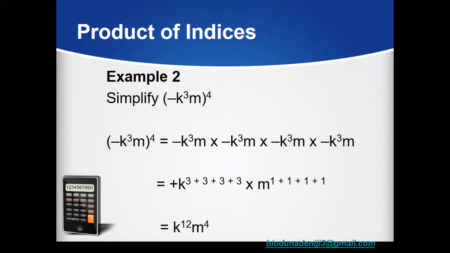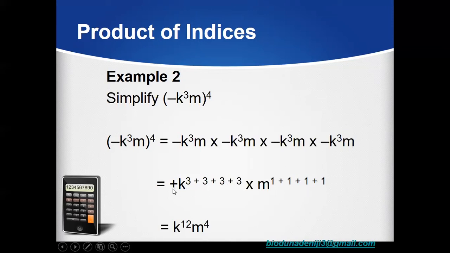Let's look at another example. Example 2. Simplify minus k cube m raised to power 4. Like I said earlier on, this simply means multiply minus k cube m by itself in 4 places. And that will give you this, minus k cube m times minus k cube m times minus k cube m times minus k cube m. From what we have learned so far, since we have a common base, we have 2 common bases actually, which are k and m. So we take k and add its indices together, and we do the same thing for m. From this expression, you can see that m is raised to power 1, though we are not writing that. So we have k raised to power 3 plus 3 plus 3 plus 3 times m raised to power 1 plus 1 plus 1 and plus 1.